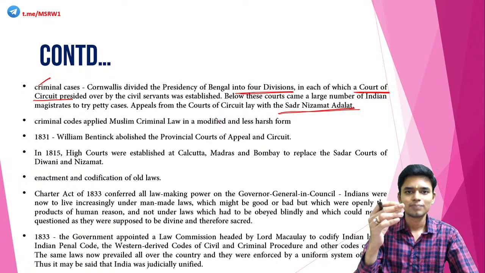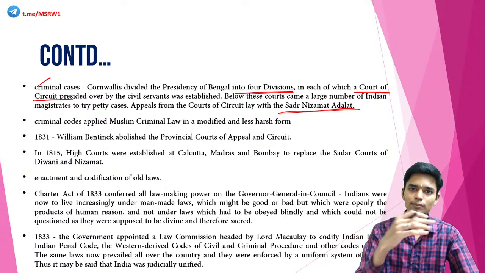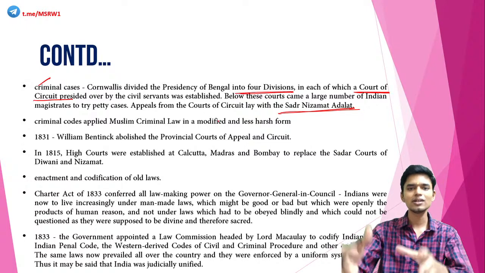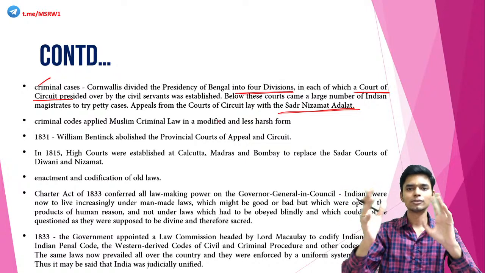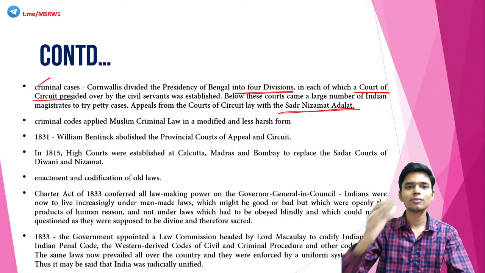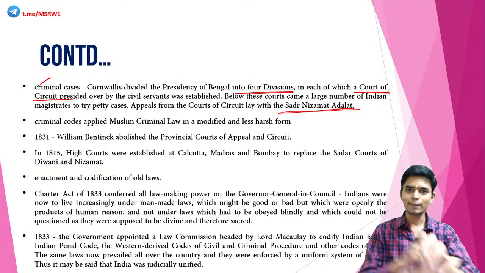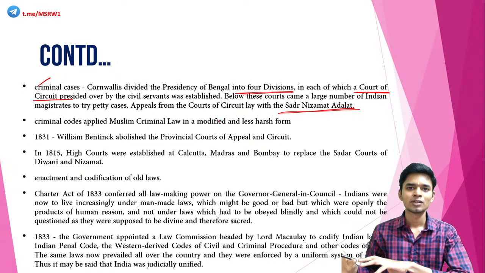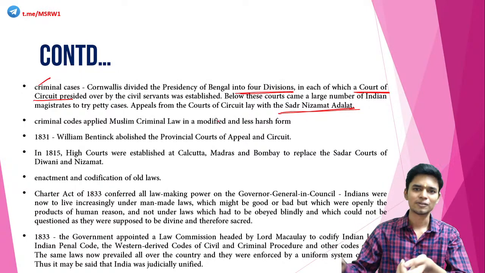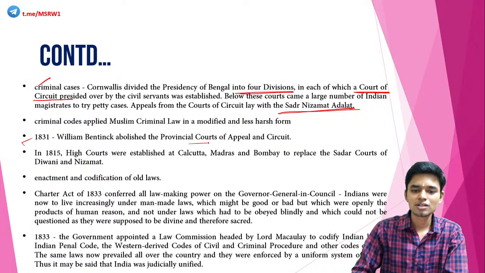Until the British established their power in India, the Mughals were the supreme power, right? So the Muslim system of criminal justice was happening all over India. For civil law, it is separate: Hindus had their own laws, Muslims had their own laws. But in criminal aspects, it was a common law, and mostly it was based on Muslim law because the rulers were Muslims. The British continued with that to some extent with certain minor modifications. For example, mutilation and some other very harsh punishments were taken away. In 1831, William Bentinck abolished the provincial courts of appeal and circuit.